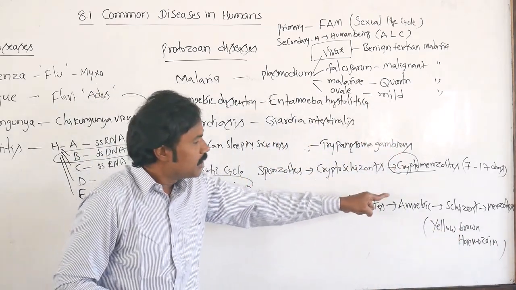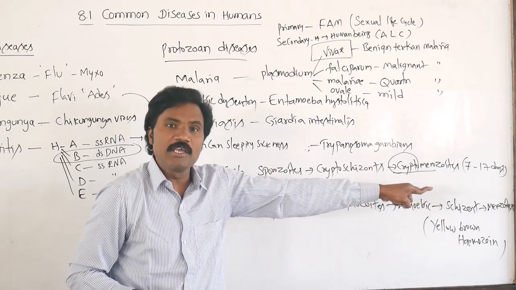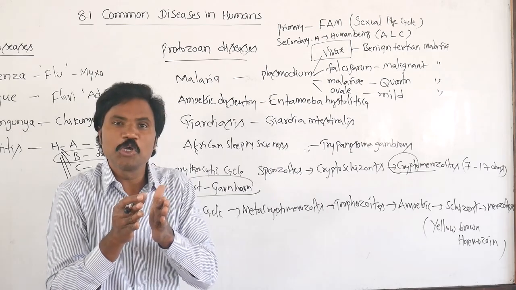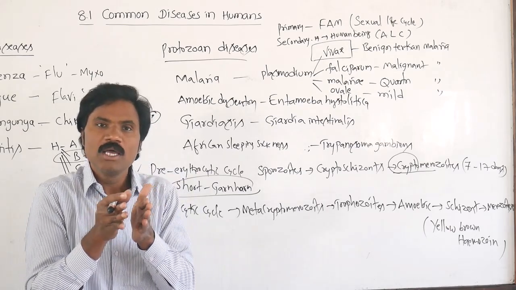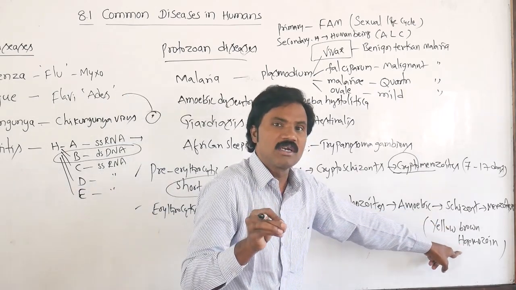In this, these granules gradually enter into the merozoites. Whenever they reach the merozoites, the RBC cells will be ruptured. Human RBC cells will be ruptured. Rupturing of RBC releases hemozoin toxin and all.